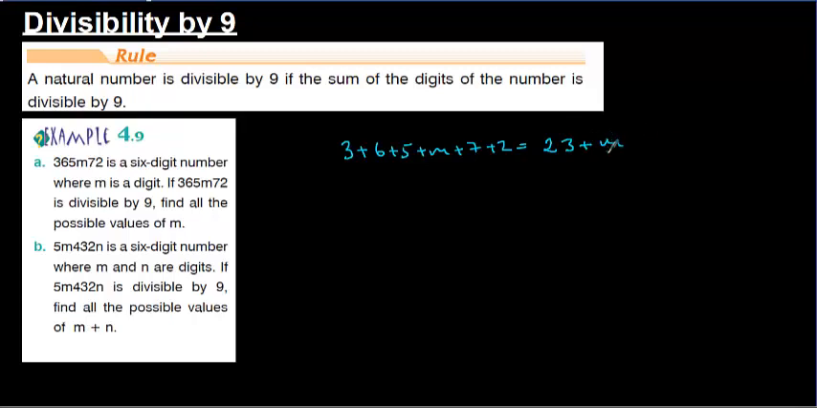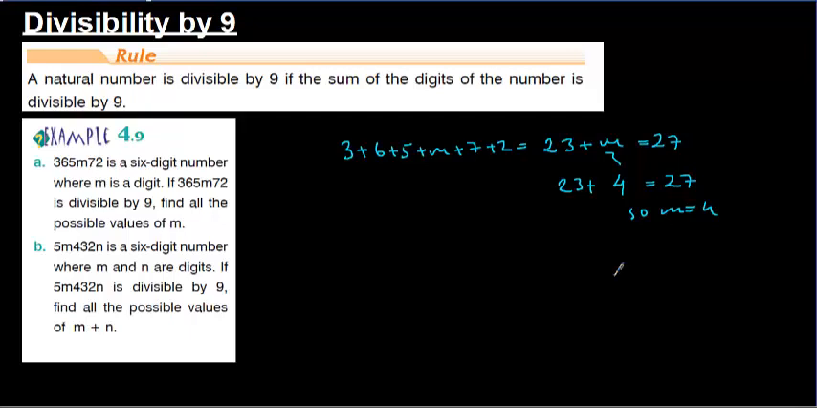And the closest number that's divisible by 9 is 27. So which number makes 27 for the m here? m can be equal to 4. 23 plus m is equal to 27, so m is equal to 4. Can m be greater than 4, like 5, 6, 7, 8? No, it is not possible, because if m is equal to 5, it's going to be equal to 28, and 28 we know is not divisible by 9.